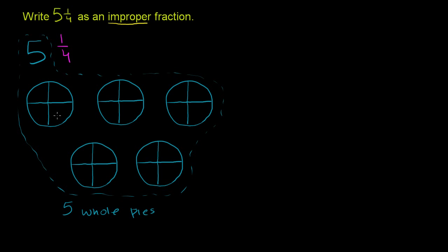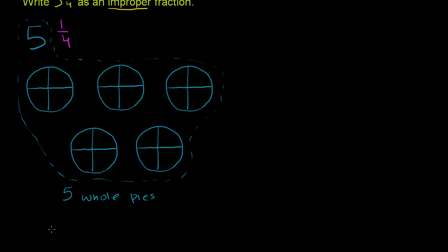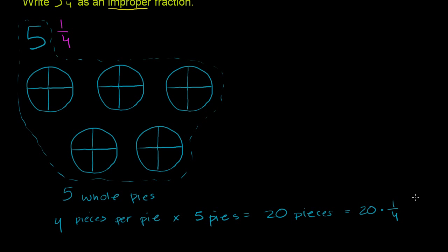Now, how many pieces do I have in these 5 pies? Well, I have 4 pieces per pie. Let me just write it here: 4 pieces per pie times 5 pies is equal to 20 pieces. Or another way to think of it, since each piece is a fourth, this is also equal to 20 times 1/4. Or you could just write this as being equal to 20 fourths.